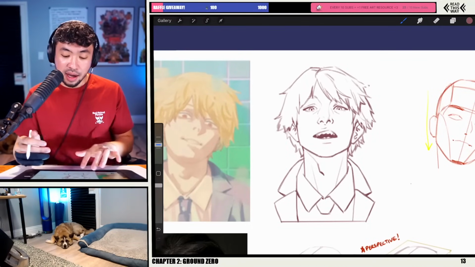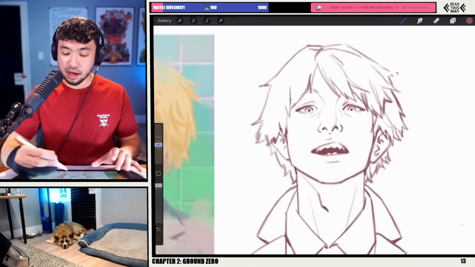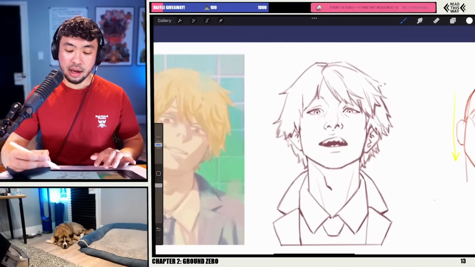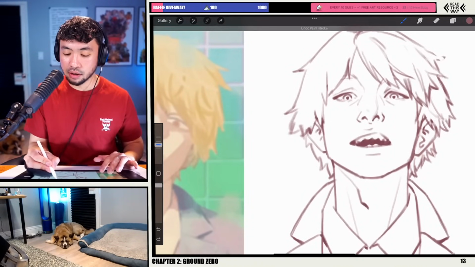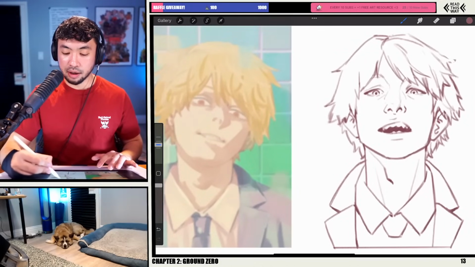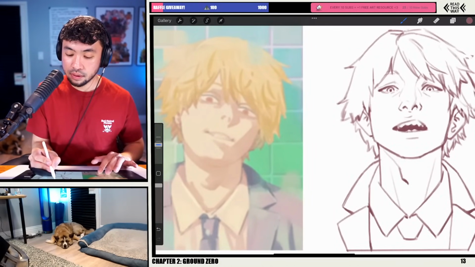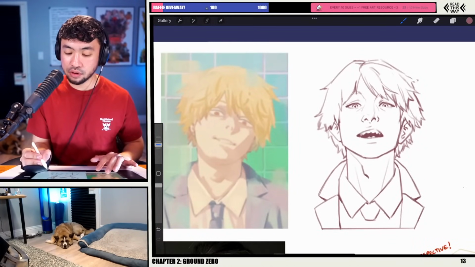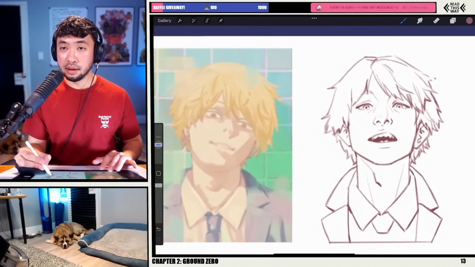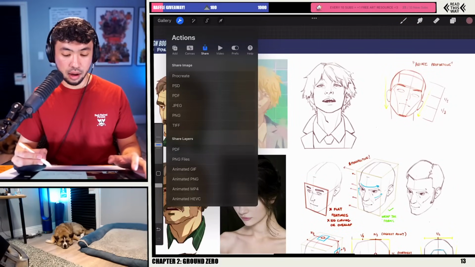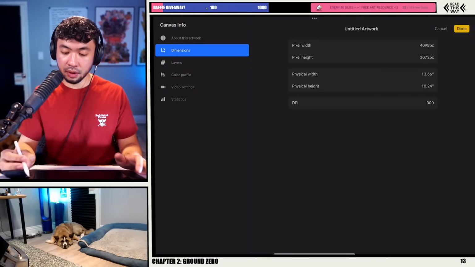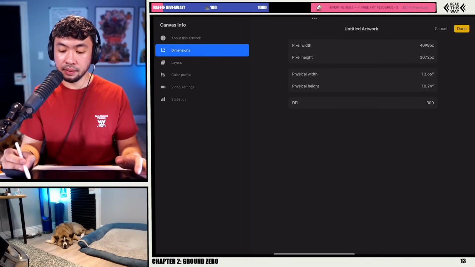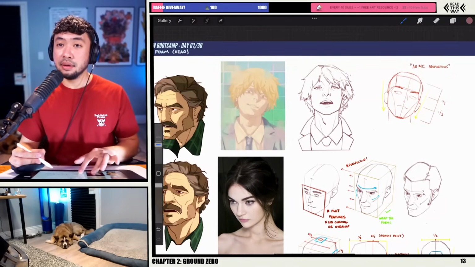What is my canvas size? Oh yeah, I just use 4K resolution. So I take the iPad size here, I double it to 4K. But in terms of DPI and stuff, I just use 300 DPI, pretty standard. I don't know the exact pixels, but I'll show you real quick. Canvas information. There you go. 4098 by 3072, and then 300 DPI.